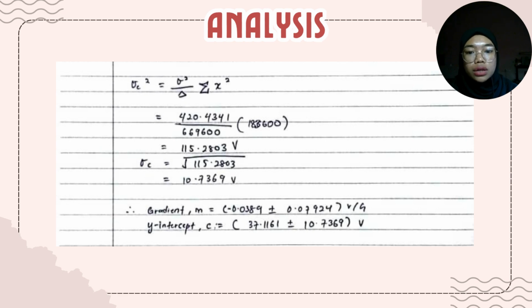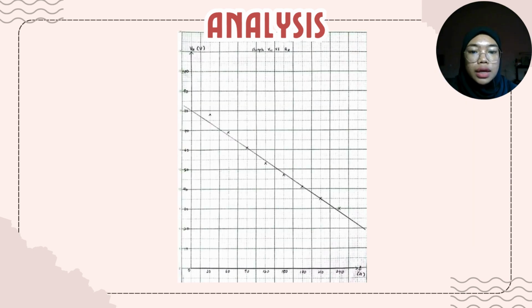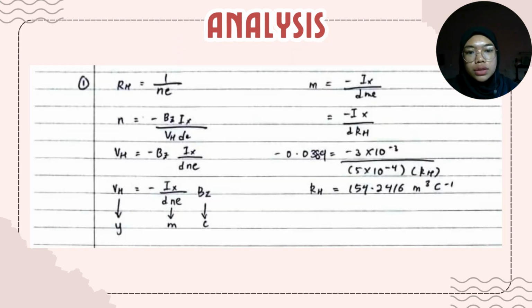So the gradient that we got from the calculation is negative 0.0389 plus minus 0.07924. And for the y-intercept, we got 37.116 plus minus 10.7369 volt. And this is the graph that we've plotted. So this is the calculation to get the Hall coefficient, which is 154.2416 meter cube over C.